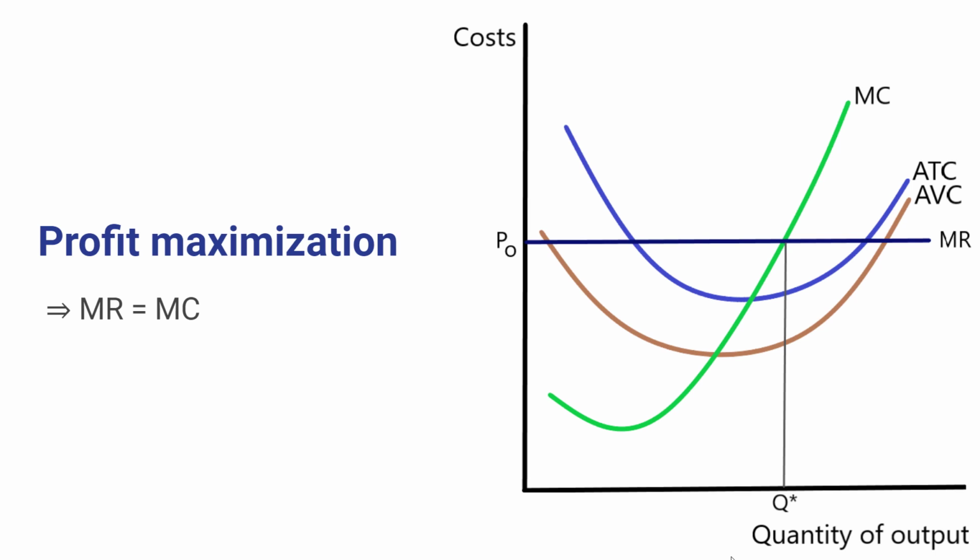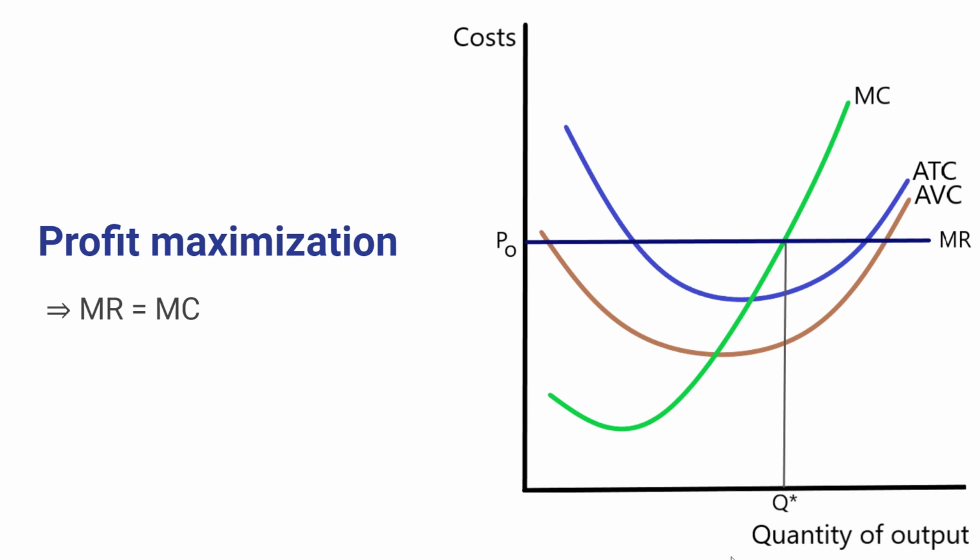In this case, if the price of output is P0, marginal revenue equals that price because it's a perfectly competitive firm, and marginal revenue equals marginal cost at the point where the marginal revenue and marginal cost curves cross, at an output level of Q star.